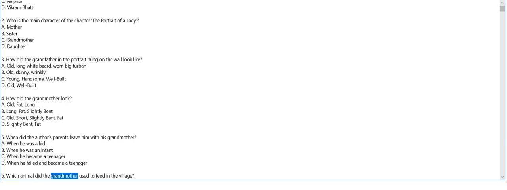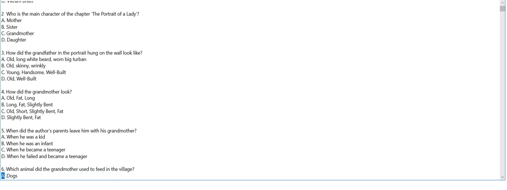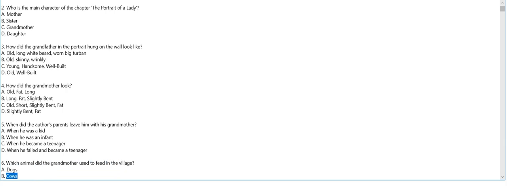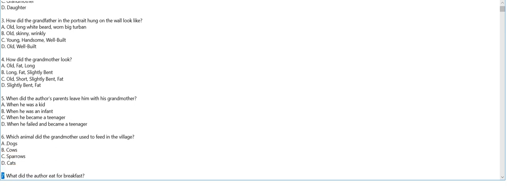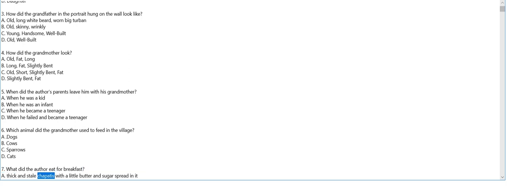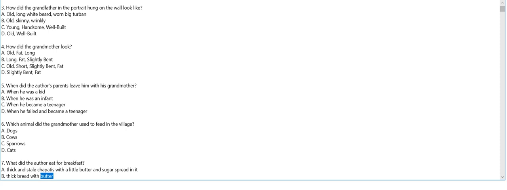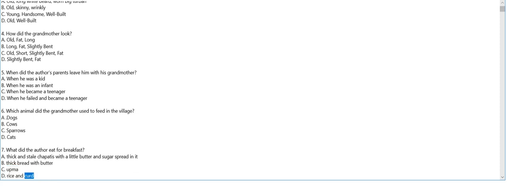6. Which animal did the grandmother use to feed in the village? A. Dogs. B. Cows. C. Sparrows. D. Cats. 7. What did the author eat for breakfast? A. Thick and stale chapatis with a little butter and sugar spread in it. B. Thick bread with butter. C. Upma. D. Rice and curd.